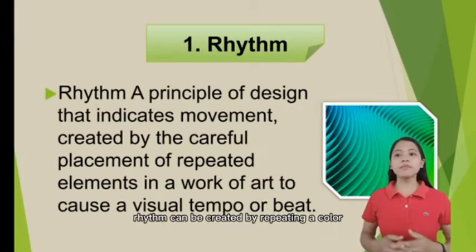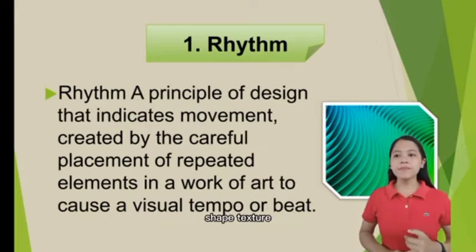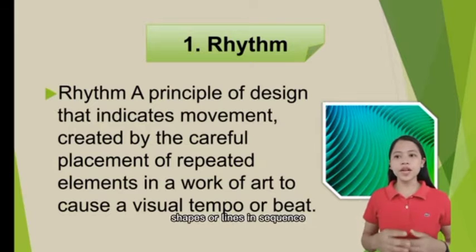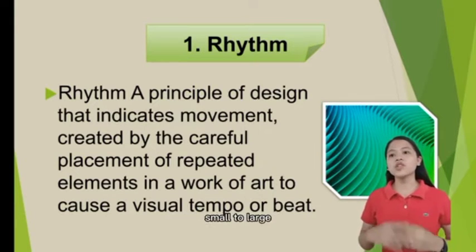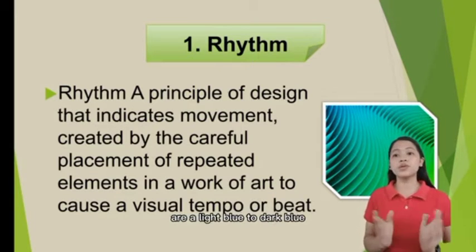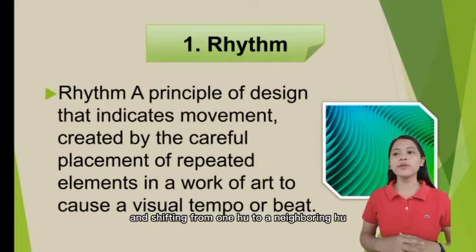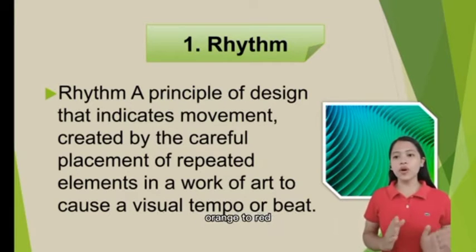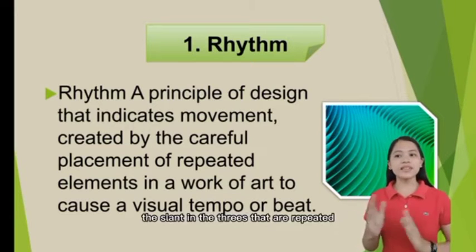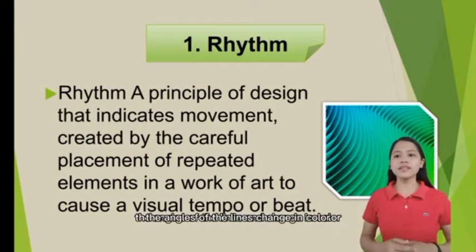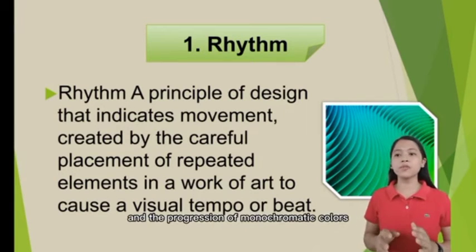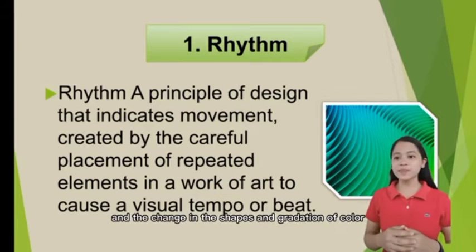Rhythm can be created by repeating a color, shape, texture, line, or space when designing, varying the size of objects, shapes, or lines in sequence, small to large, using a progression of colors from tints to shades, or light blue to dark blue, and shifting from one hue to a neighboring hue, yellow to yellow-orange to red. So examples where rhythm is created: the slant in the trees that are repeated, the angles of the lines and change in color in the graphic design, the pattern in this afghan and the progression of monochromatic colors, and the change in the shapes and gradation of color.